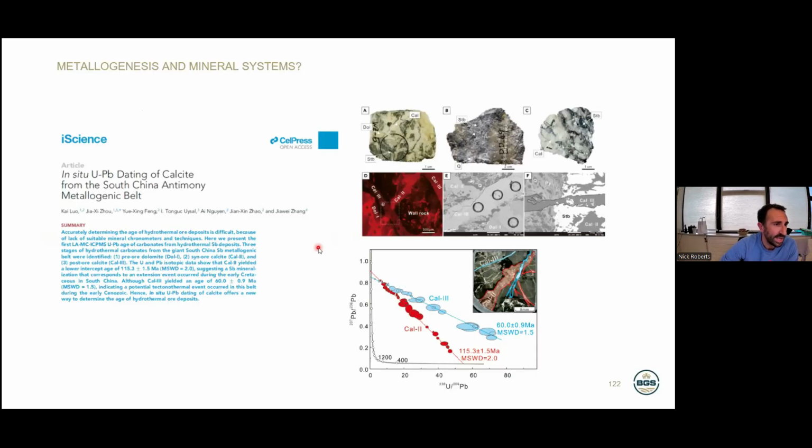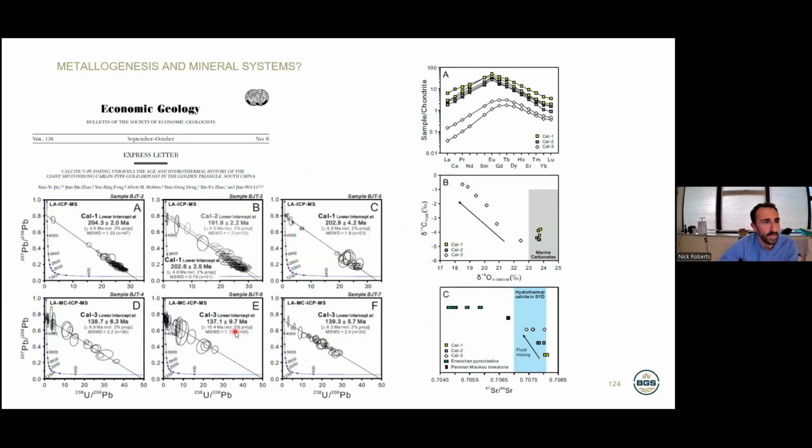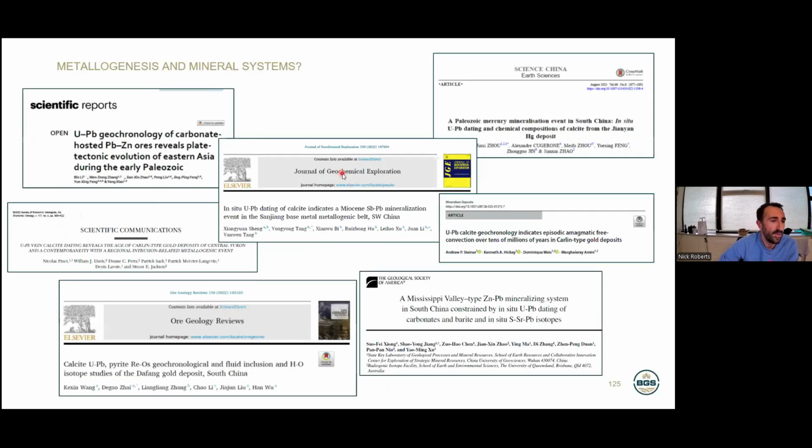So this is an early study. This is an antimony system where they've managed to successfully date some different carbonate cements or vein events. This is another one, a carbon-type gold deposit in South China, with a range of different calcite vein events related to the gold deposition, and they achieved some successful chronology. So over the years, even in lead ore deposits and barium ore deposits, there are successful dates.